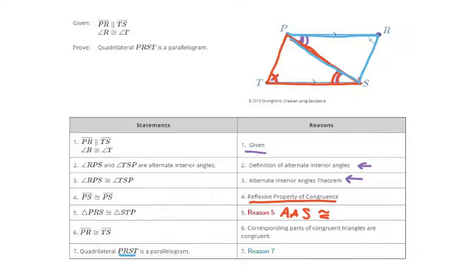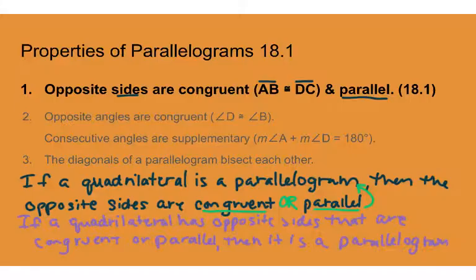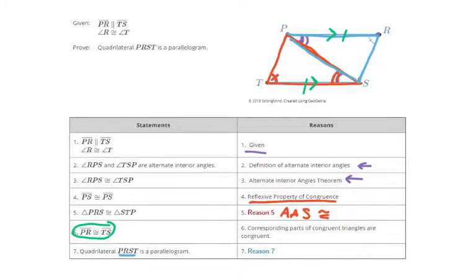PRST is a parallelogram because of a long explanation, which is basically: we were already given that these two sides were parallel, PR and TS. But now we're stating that they're congruent, so this side is congruent to that side. It goes back to this reason right here, if they are congruent and parallel, or parallel, I should put both of them, and/or parallel, then it is a parallelogram. So that's a big long reason.